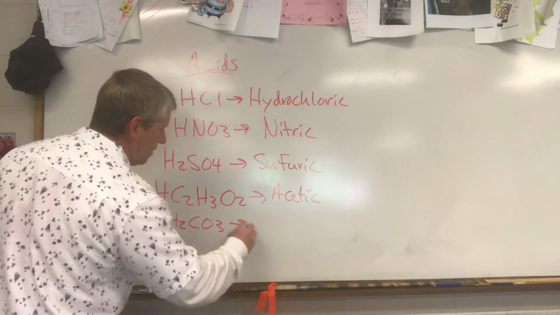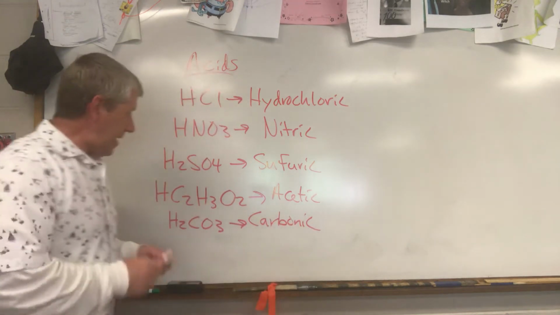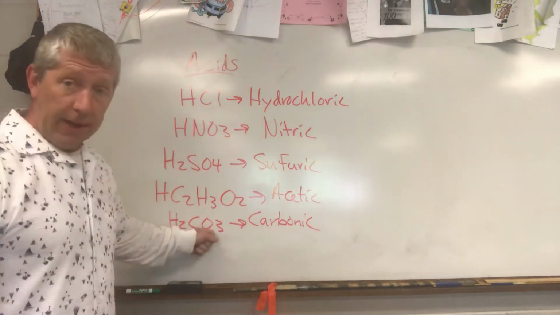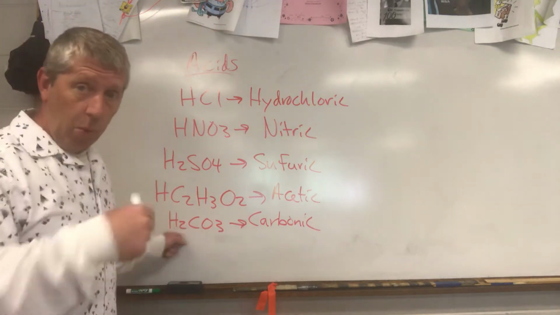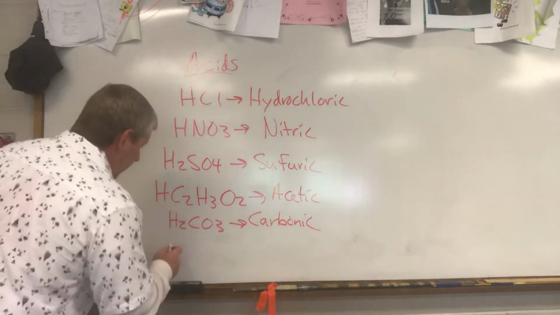Oh, I have two more. H2CO3 is carbonic acid. This comes out of the sky when it rains. Rain is naturally a little bit acidic because carbon dioxide in the air combines with water as it falls. It makes carbonic acid. And H3PO4.